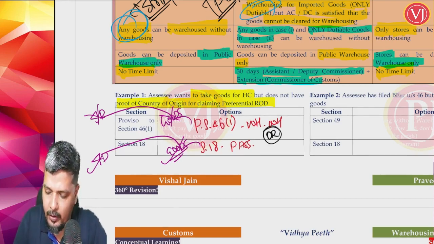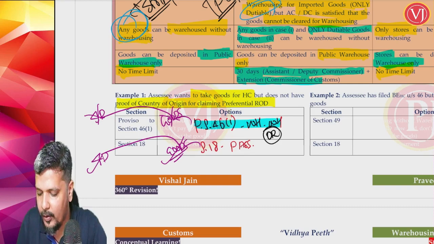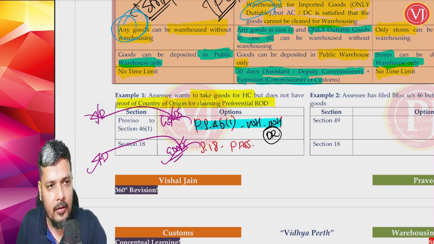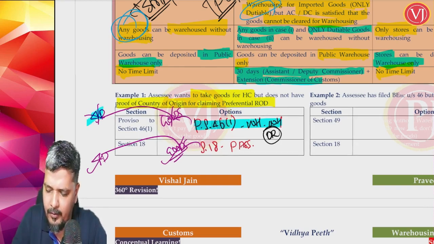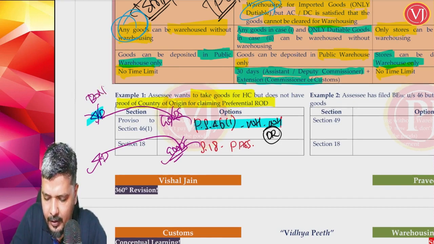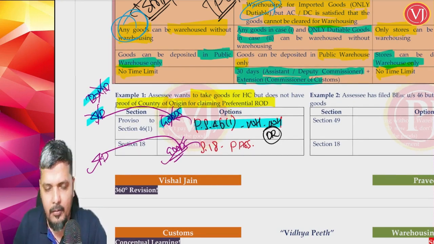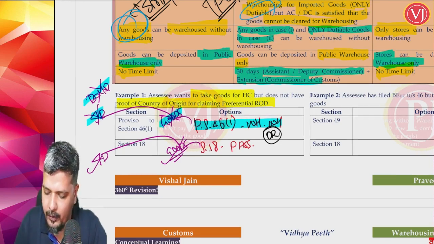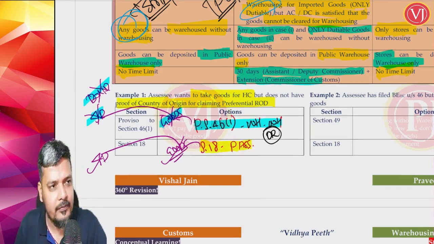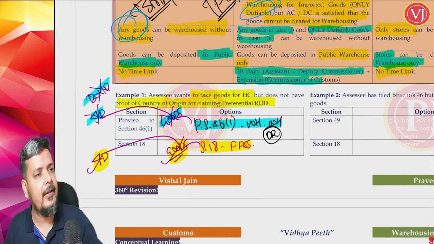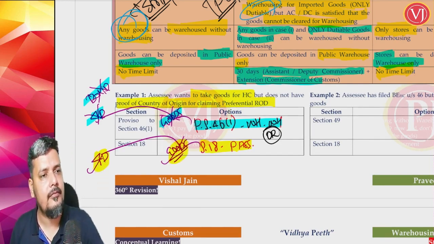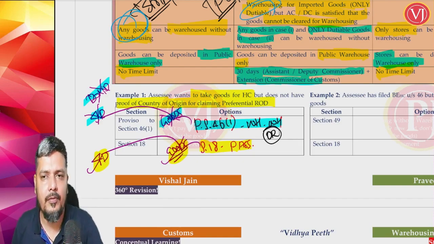Either he can go for the proviso to section 46(1), warehousing without warehousing. Don't pay any import duty. Warehousing without warehousing means no need of even a bond, but you will not get the goods. Or you can go for section 18, provisional assessment: pay the provisional duty, get the goods, get the details, then convert provisional assessment into final assessment.